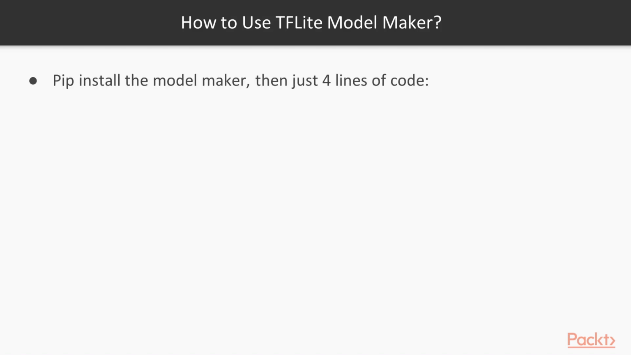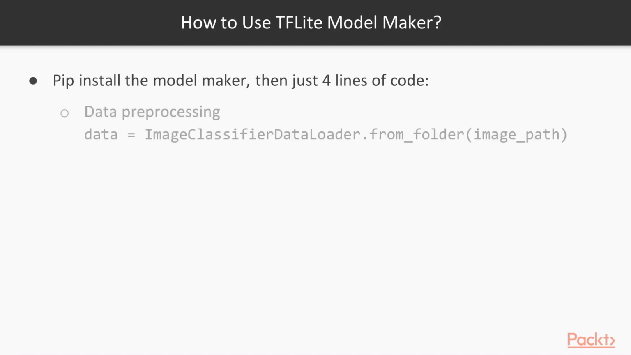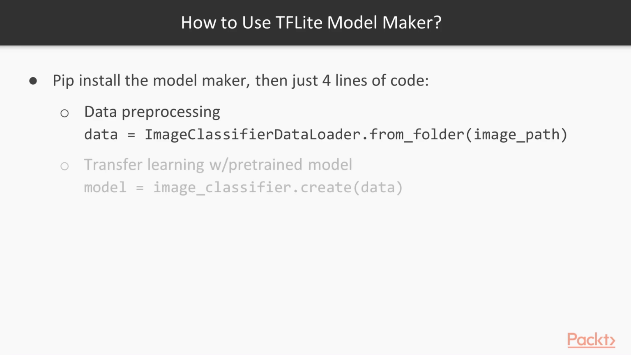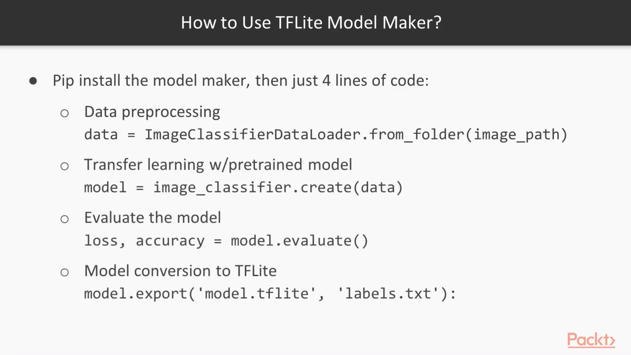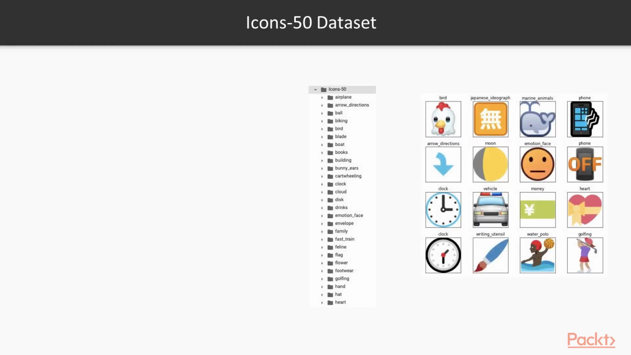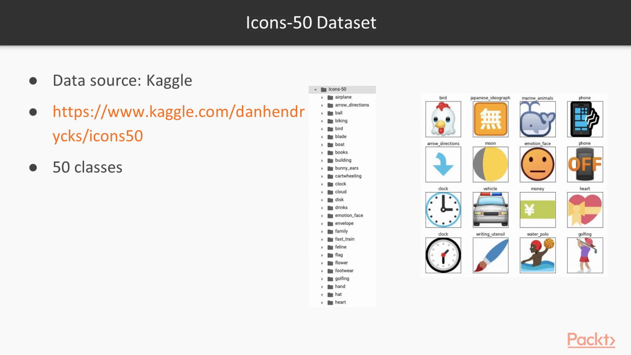First, we pip install the Model Maker. Then, with just four lines of code, we handle data preprocessing, model training, model evaluation, and finally, model conversion. We will be using the ICONS 50 dataset in the CoLab example. You can download the ICONS 50 dataset directly from Kaggle. There are 50 classes of icons and a total of 10,000 icon images.